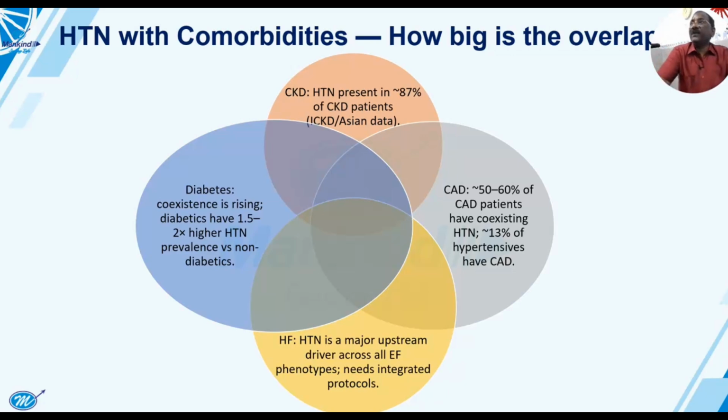Then see the heart failure. Hypertension is a major upstream driver across all the ejection fractions. Whether it is HFrEF, HFpEF, mid-range, or EF improving heart failure, you have hypertension as a comorbidity.